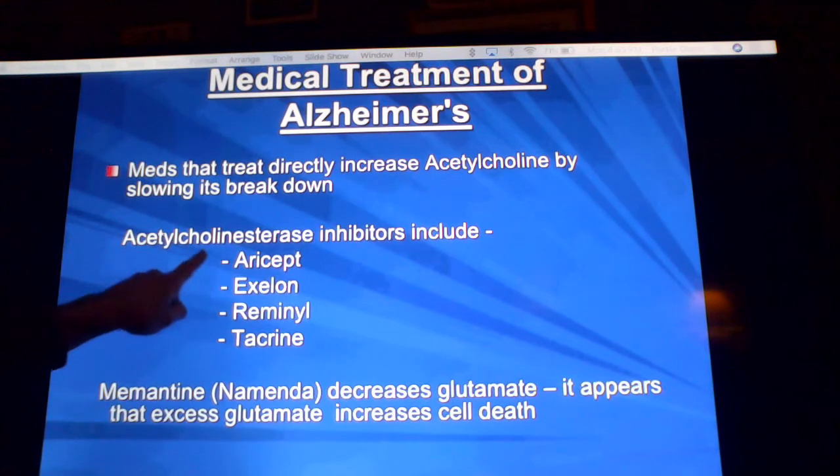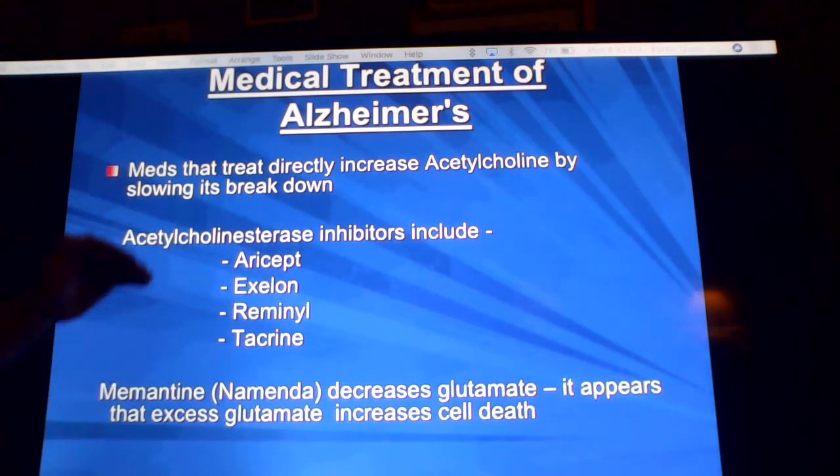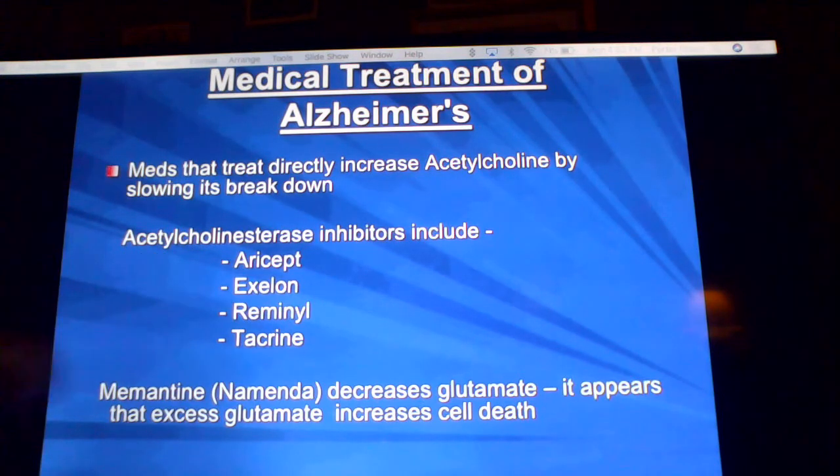They are acetylcholine esterase inhibitors, and that's the enzyme: Aricept, Exelon, Razadyne, Tacrine. So these medicines decrease the breakdown of acetylcholine. Again, therefore you have more acetylcholine. These medicines do not work very well. They work a little, they may slow the illness a little, but they really aren't a miracle drug. They change the course a little bit of the illness, but nothing that's significant.